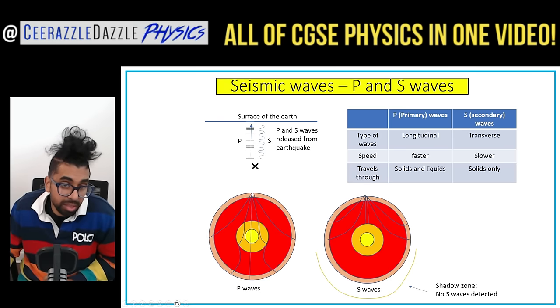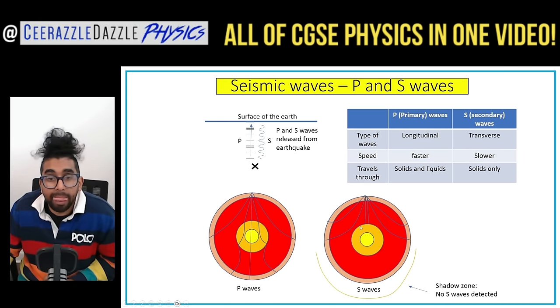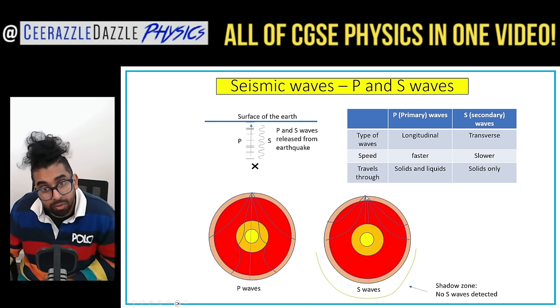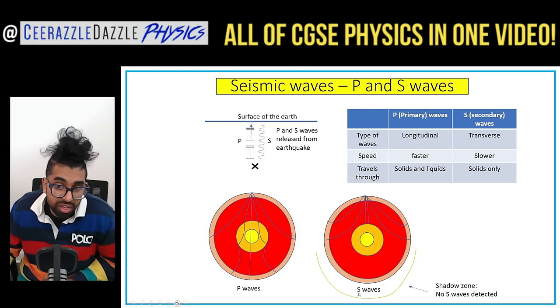First of all, we can see that the P waves can travel through everything. The reason why is that P waves can travel through solids and liquids. But S waves cannot do the same thing. They are not doing the same thing over here. We can see that if an earthquake occurs, the S waves take a different path. They cannot pass through the outer liquid core. So that's why there is a shadow zone over here where no S waves are detected.